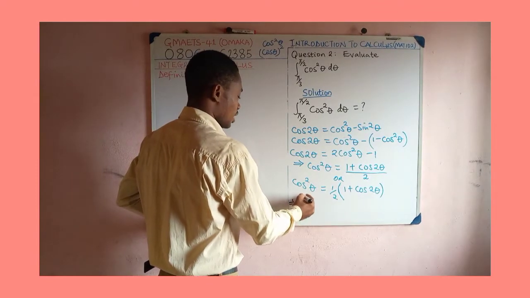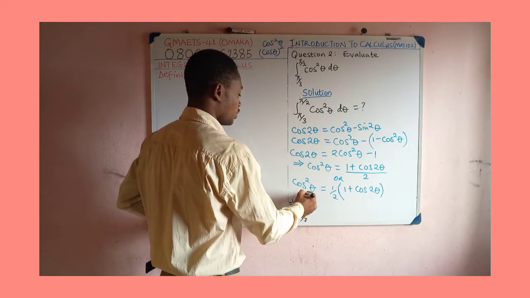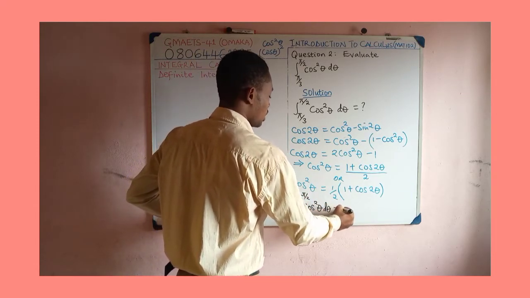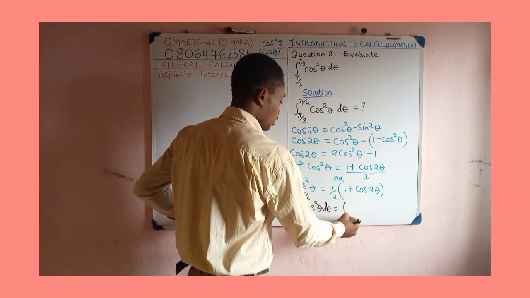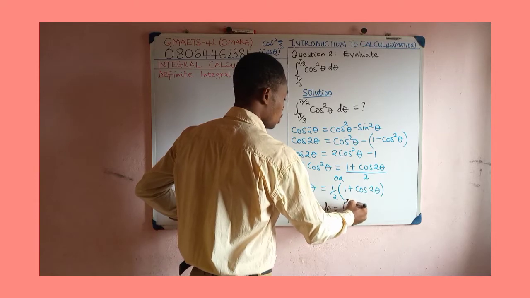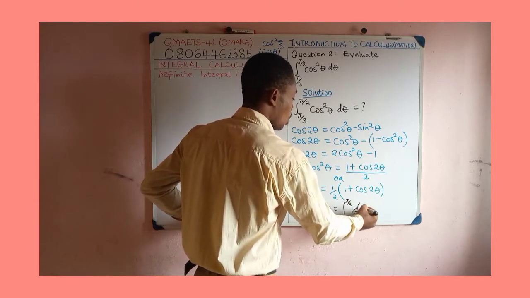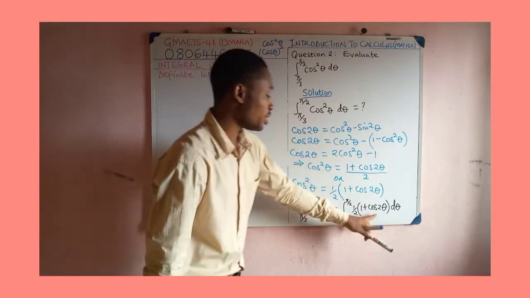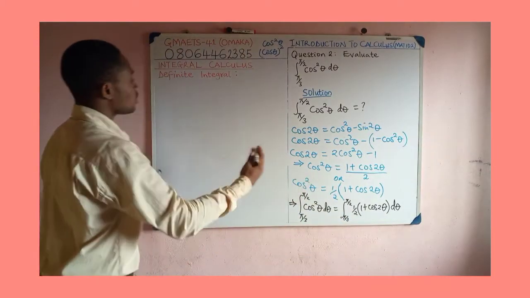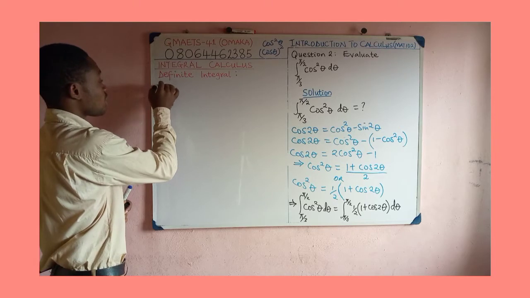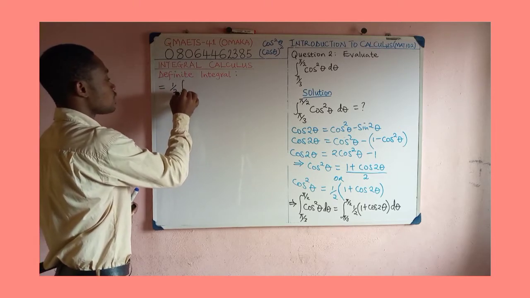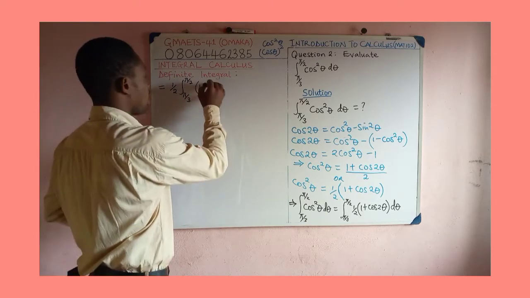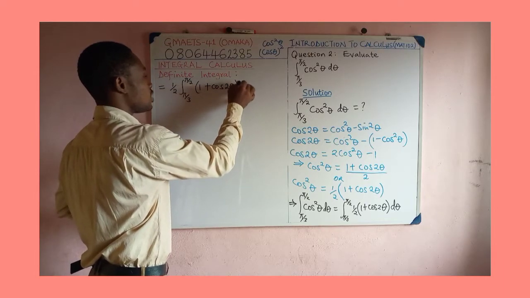So I will now say it implies that the integral from the lower limit of pi over 3 to pi over 2 of cos squared theta d theta can still be written as the integral from pi over 3 to pi over 2 of 1 over 2 open bracket 1 plus cos 2 theta d theta. They're equivalent. So this is what I'll be integrating. Now 1 over 2 is a constant. You don't integrate constants, so we'll bring it out of the integral sign. This will be equal to 1 over 2 integral from pi over 3 to pi over 2 of open bracket 1 plus cos 2 theta d theta.